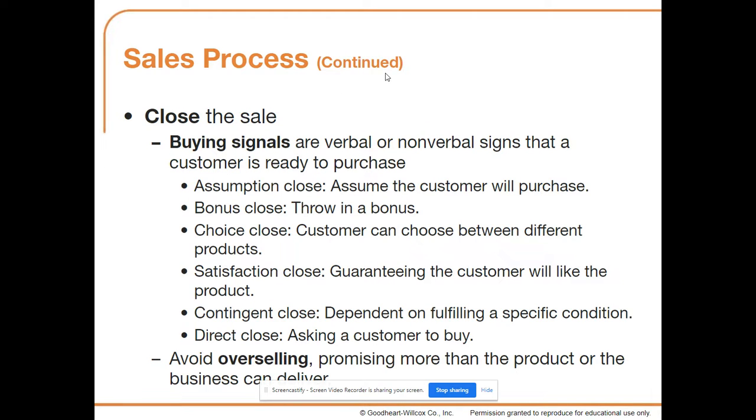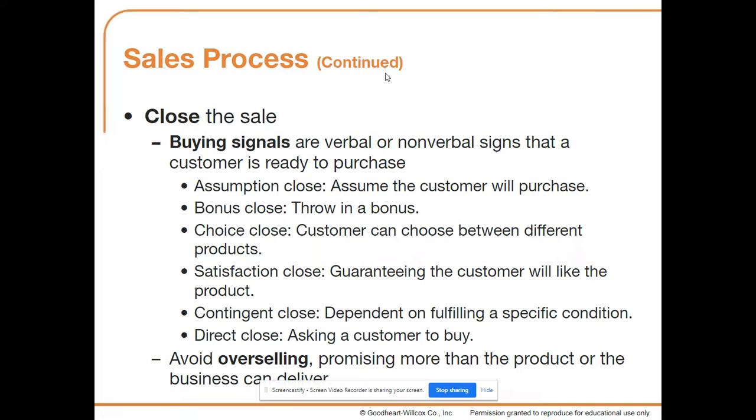The next step is to close the sale. So you're going to look for buying signals. These are verbal or nonverbal signs that a customer is ready to purchase. And then you're going to try to close. Now, there are a lot of different ways that you can make the close. And so these are the different types of closes that could be made.